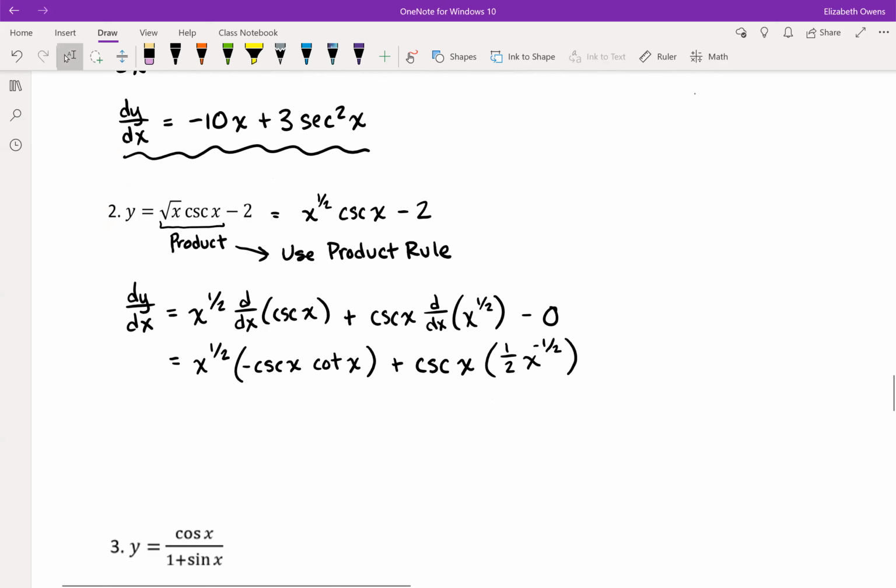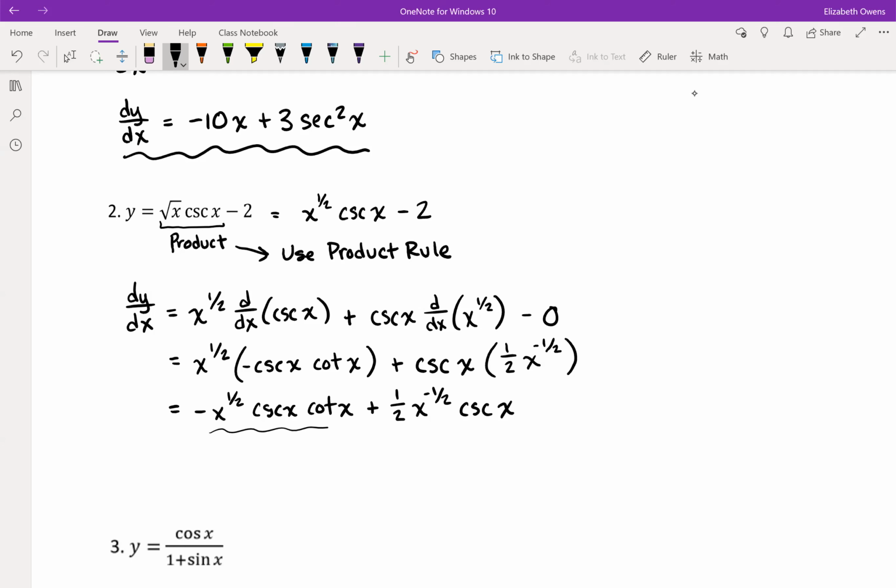Okay, so we could just leave it in this form, negative x to the 1/2 cosecant x cotangent x plus 1/2 x to the negative 1/2 cosecant x. That would be a-okay for these purposes, since we're not doing anything else with the derivative. That's fine.